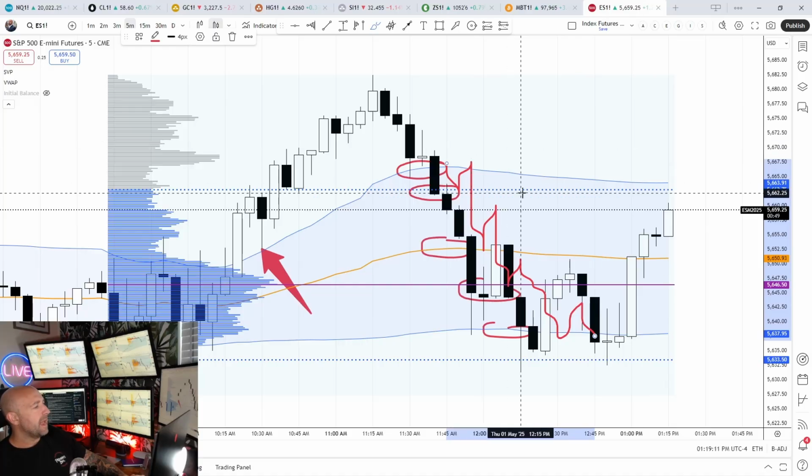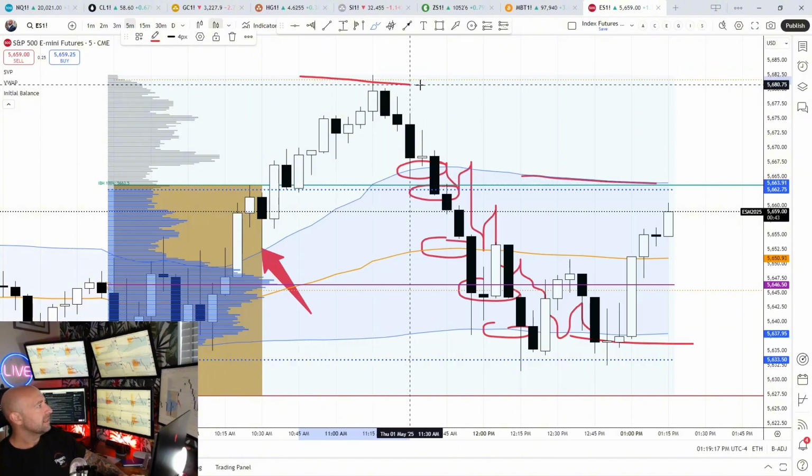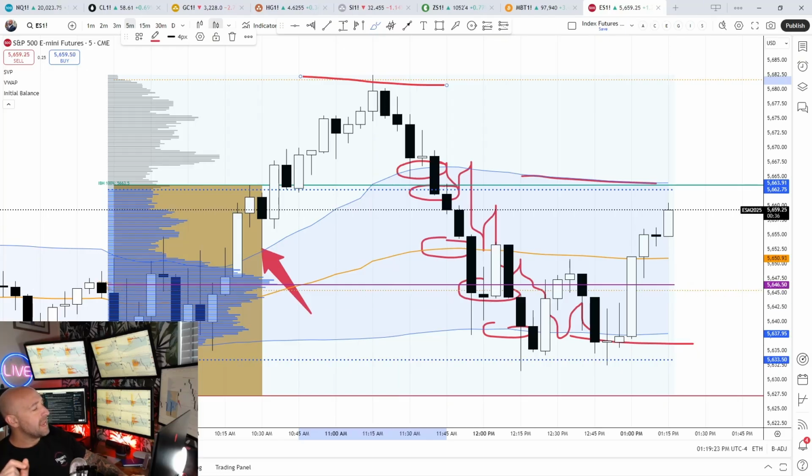The deviation bands, the IB extensions, these are all valid levels. I always try to lock some gains in early, and then I'll try to let one run with a trailing stop underneath the structure.